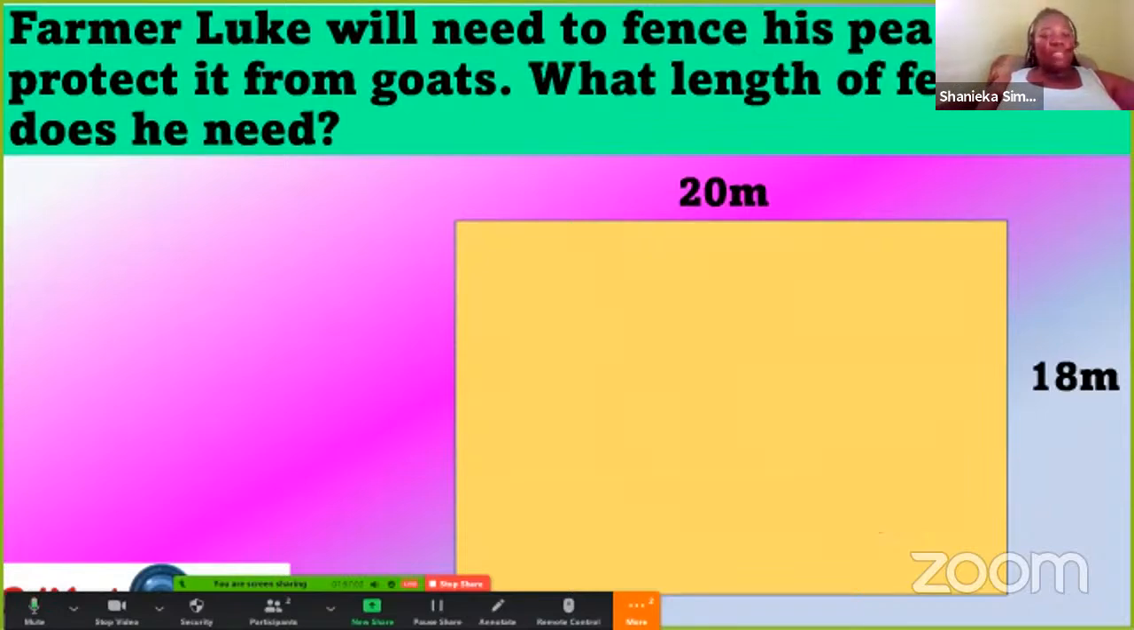And the goats come into the farm. Not you, because I don't think you guys have farms. Perhaps your parents do, and sometimes you might help. But then the goats come in and destroy the things. They eat down the plants, they walk and trample the smaller plants and so on. So Farmer Luke wants to avoid all of that, and so he decides to fence his pea farm to protect it from goats. What length of fencing does he need?